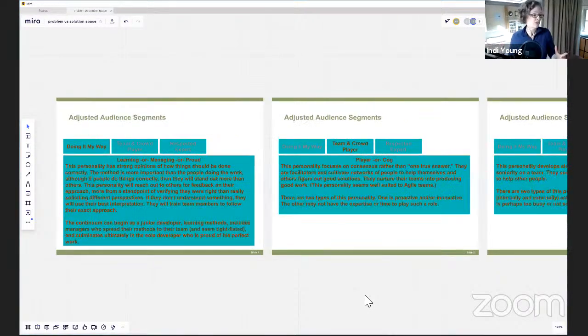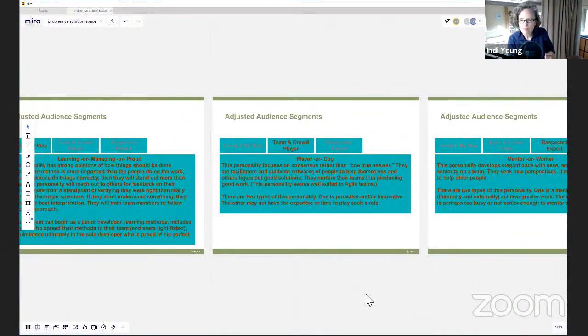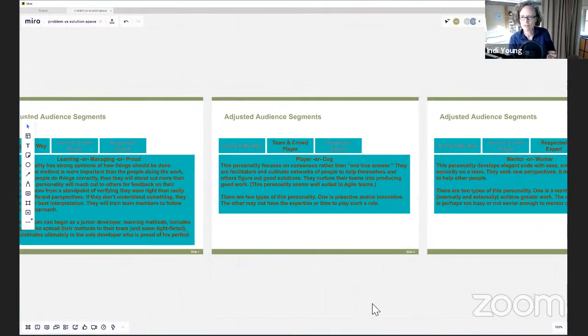My archetype descriptions are generally only 3 or 4 sentences long. Let's see, zoom in on one of the other ones, because there are 3 of them.